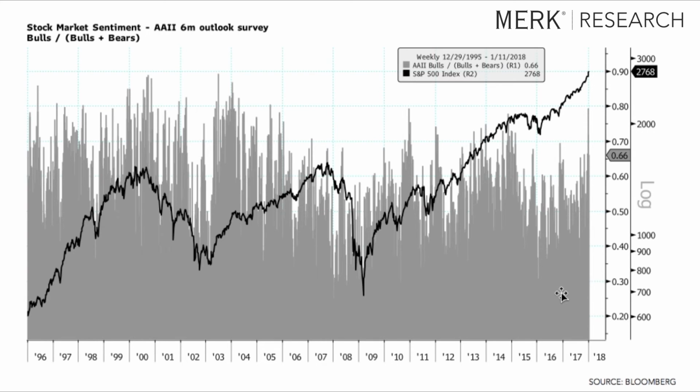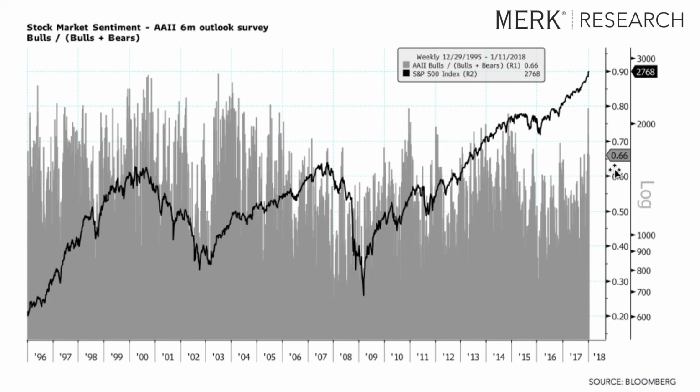AAII survey of bulls as the percent of those who responded as either bullish or bearish. So in other words, of those that have a directional view on the market, 66% right now are bullish, meaning that they think the market will go up over the next 6 months.